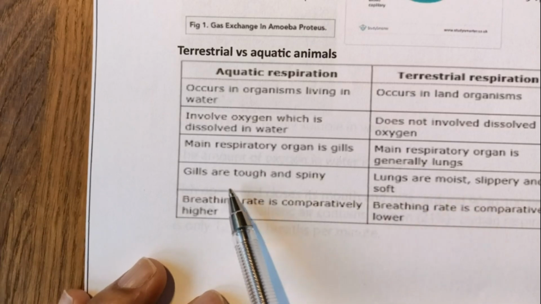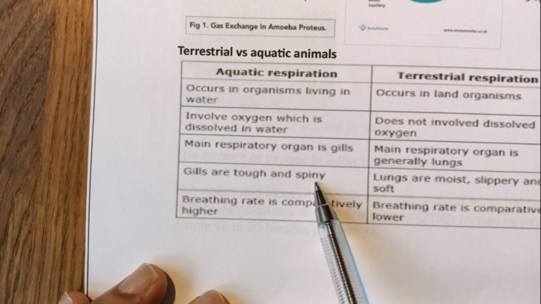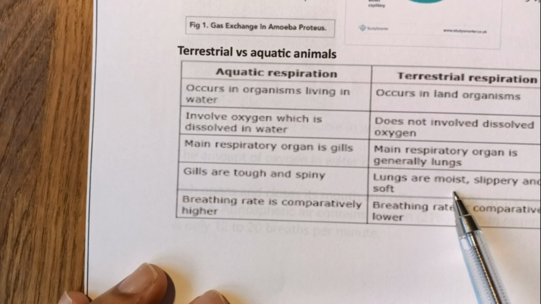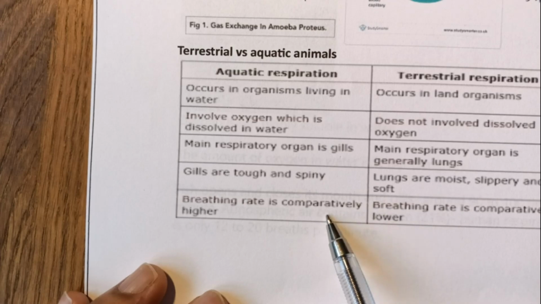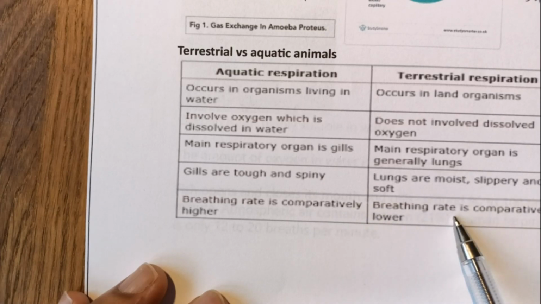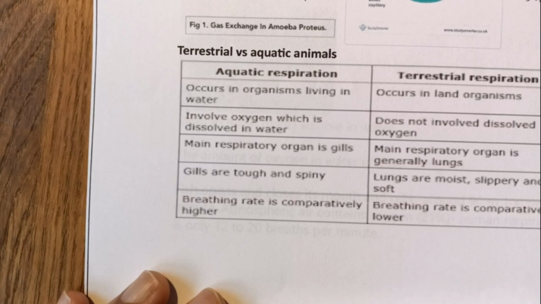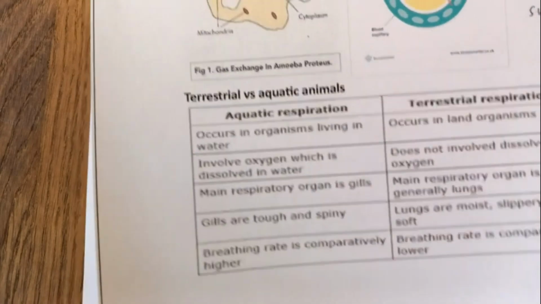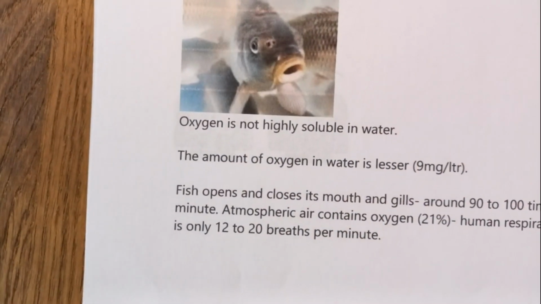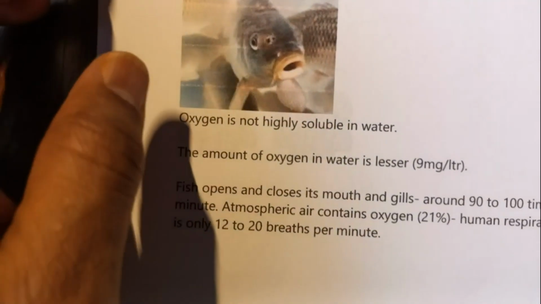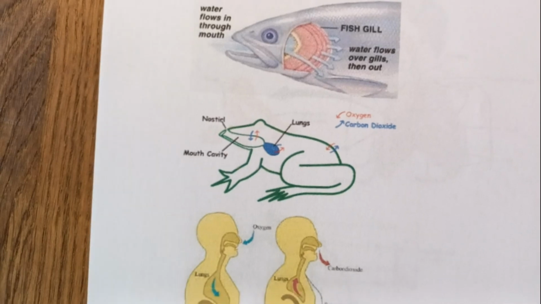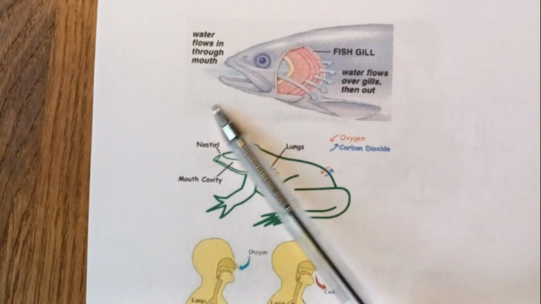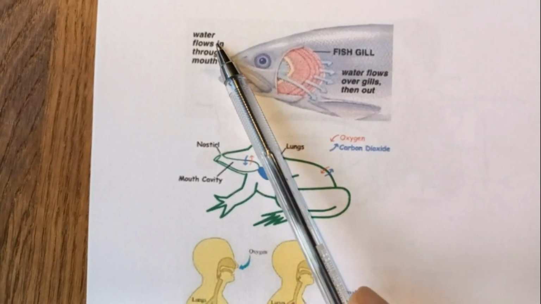Gills are tough and spiny. Lungs are moist, slippery and soft. Breathing rate in aquatic respiration is high. Breathing rate in terrestrial respiration is generally low because they have more oxygen available. Okay, so the same thing is described here in more detail. So that's the fish respiration process.